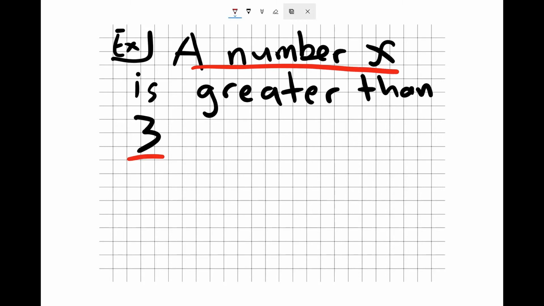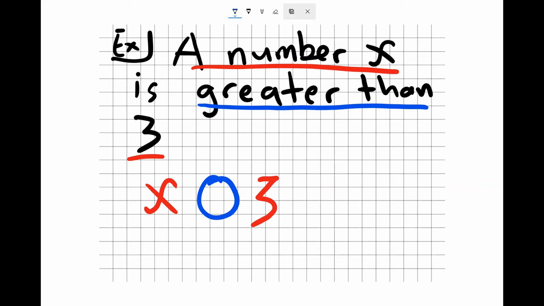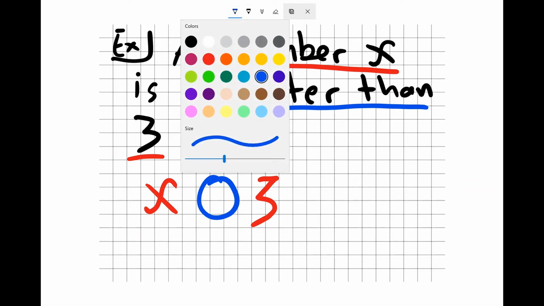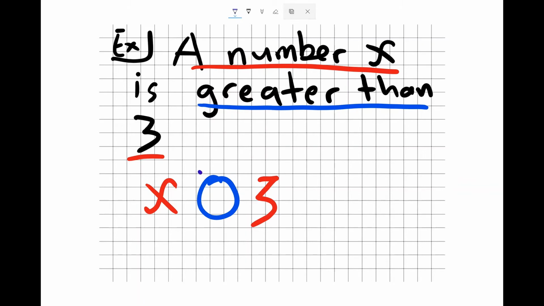So let's start off with that. You have x and you have 3. The only thing that you're missing is going to be the symbol that goes in the middle. If you refer back to your chart, you are able to identify the key words that are associated with a particular symbol. In this particular case, you have greater than. A number x is greater than 3, so what you're going to want to do in your circle in the middle, you're going to have a greater than sign.